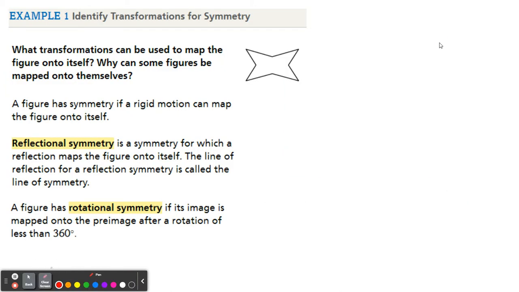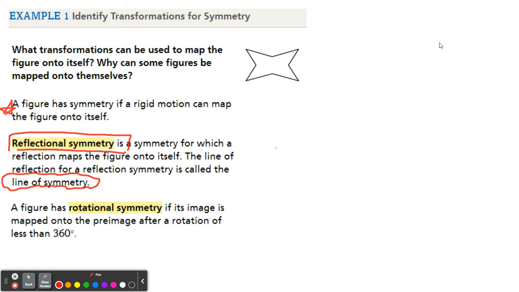All right, so it says identify transformations for symmetry. What transformations can be used to map the figure onto itself? Why can some figures be mapped onto themselves? Okay, so it says a figure has symmetry if a rigid motion can map the figure onto itself, right? This idea of being onto itself. So there are two types of symmetry. The first one is called reflectional symmetry. Reflectional symmetry is where there's a line of reflection, right? And you could reflect the figure over that line and it reflects onto itself, okay? That line is called the line of symmetry, right?